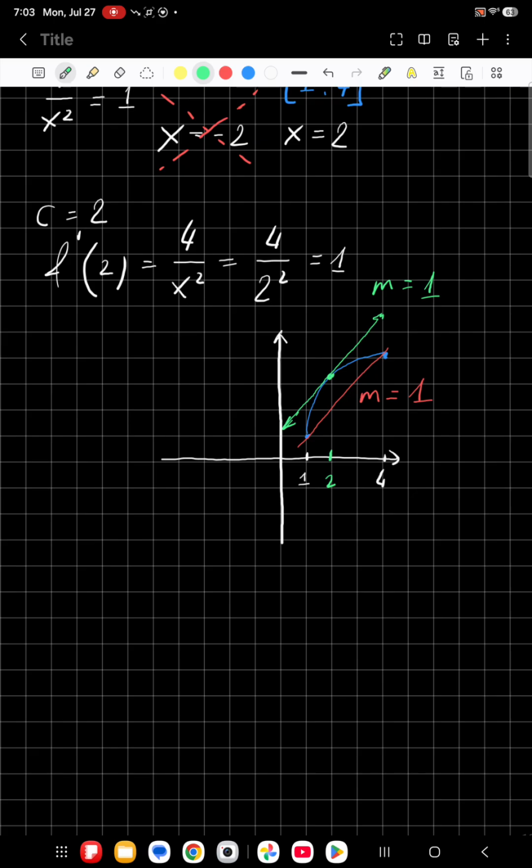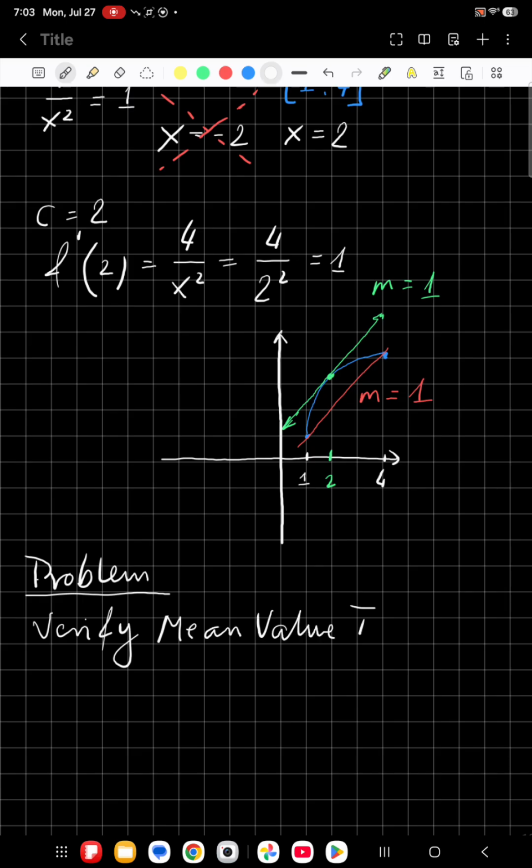Okay, so that was an example. Let me give you a problem. Just one problem. So verify the mean value theorem for f of x equals sine of x. So sine x, and the interval we have is from 0 to pi.